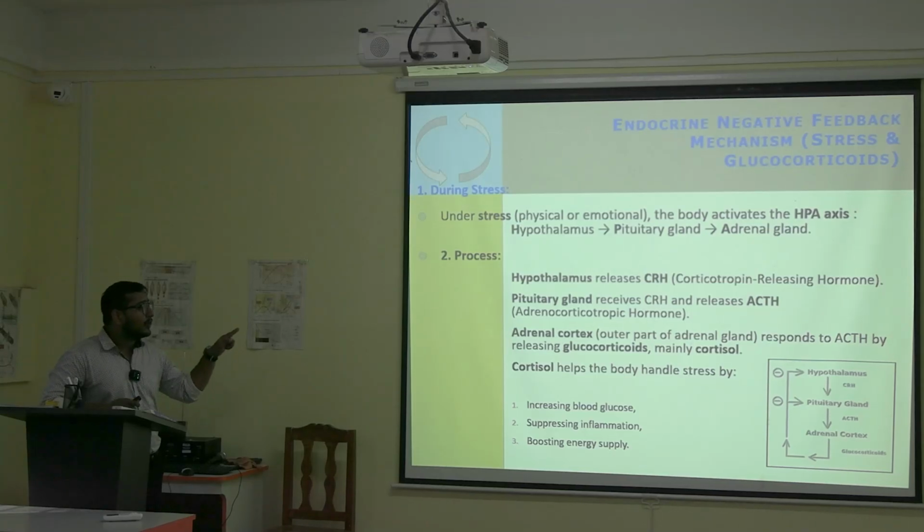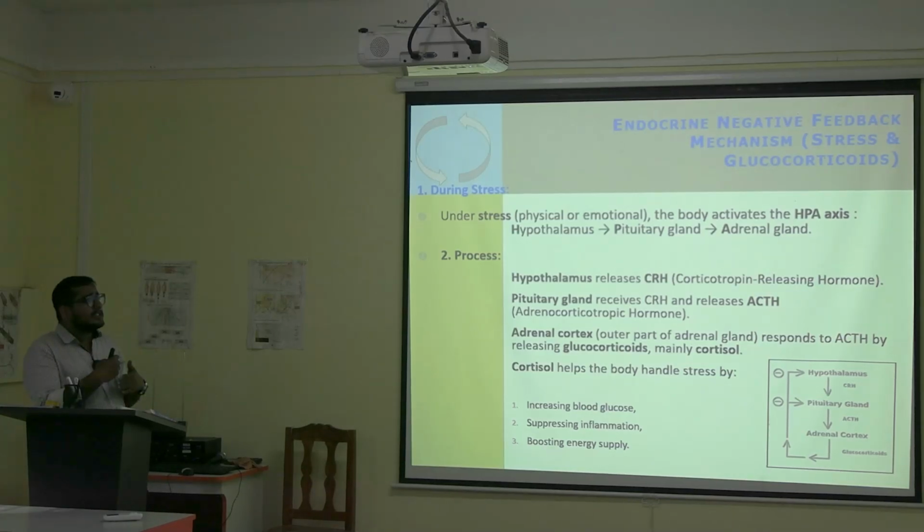Then the adrenal cortex will be stimulated by the pituitary with the help of ACTH to release cortisol, or what is called the stress hormone. Cortisol has functions like increasing the blood glucose, suppressing inflammation and boosting the energy level.